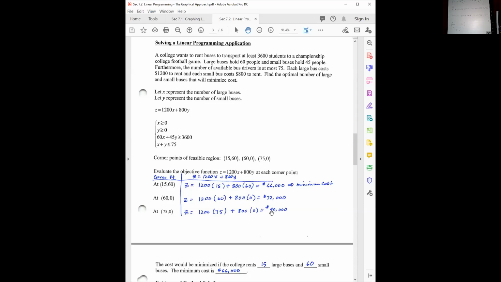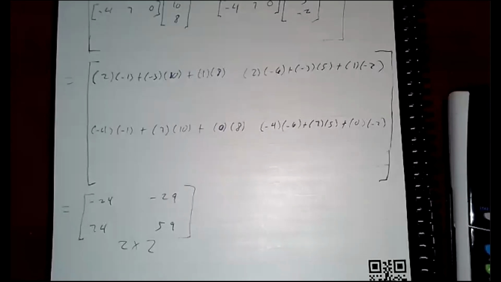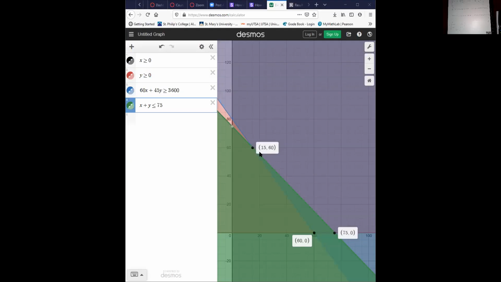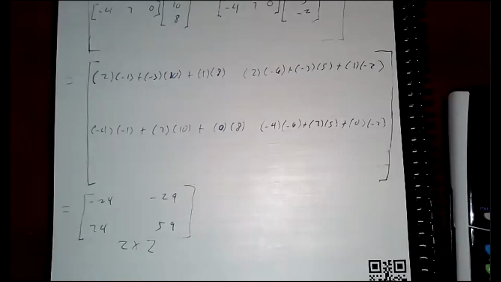You get 90,000. So the minimum cost will be this section, 15, 60. Going back to the picture, 15, 60 is right there. So this is the optimal amount of large buses and small buses to make sure that I'm at the minimum 3,600 students or more. Do you see how this works and why it's important?